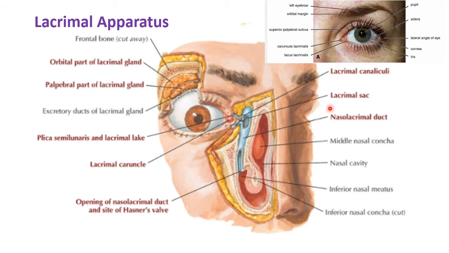So now, let's talk about the lacrimal apparatus. Before we go, one more thing. Look at this, the structure of the eye, the superficial structures of the eye, which I'm sure the table teachers have discussed with you already. I'll just recap it. Now, these are the eyelashes. These are the eyelids with the eyelashes.